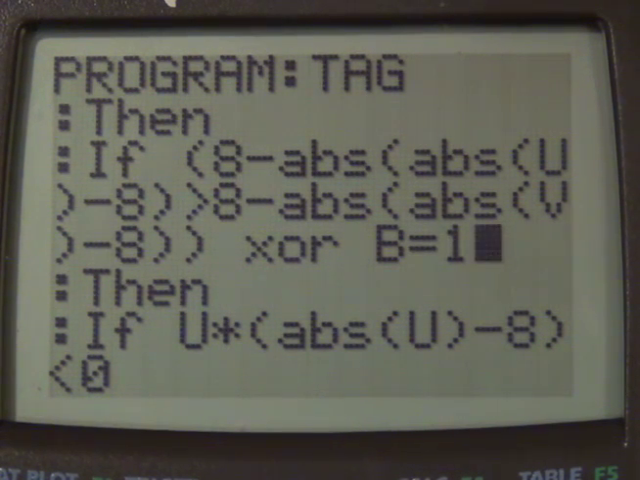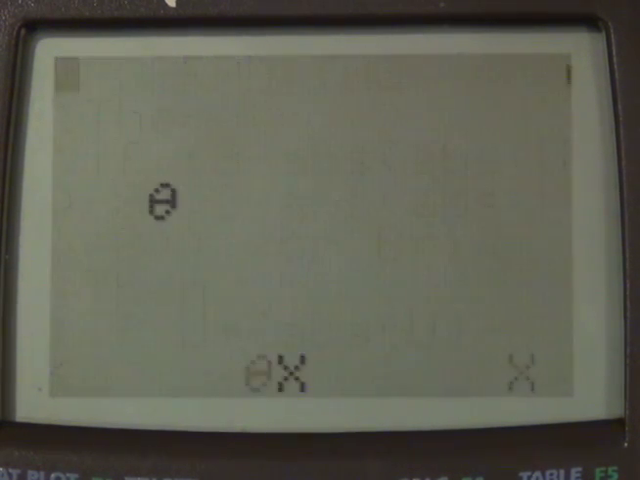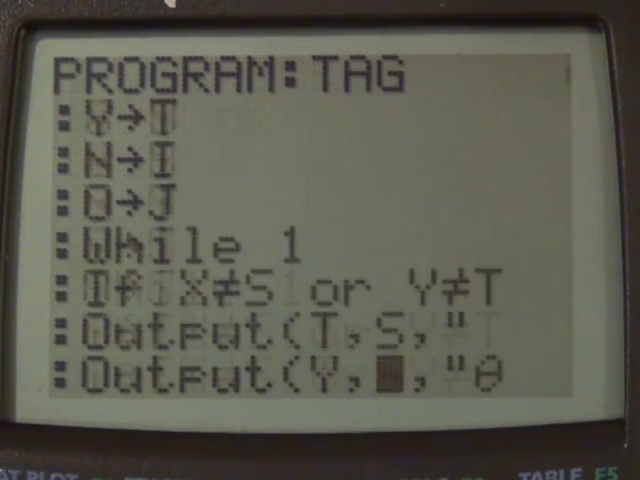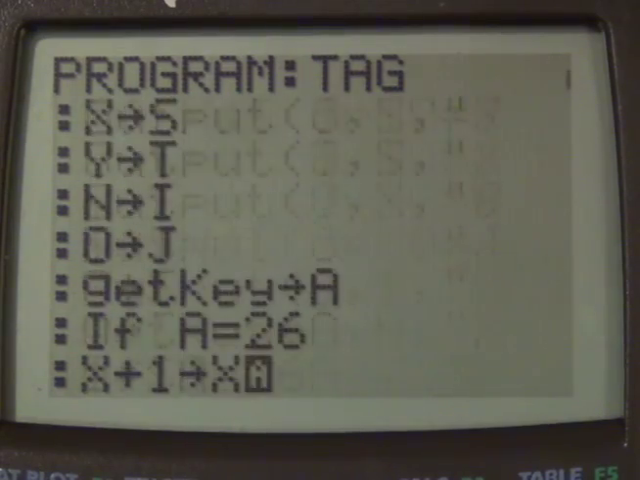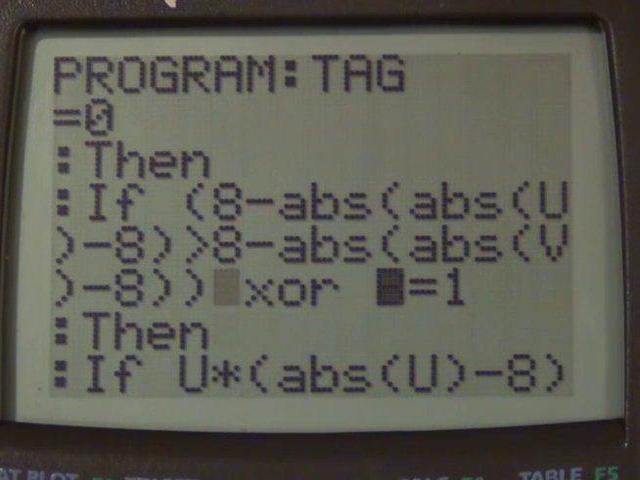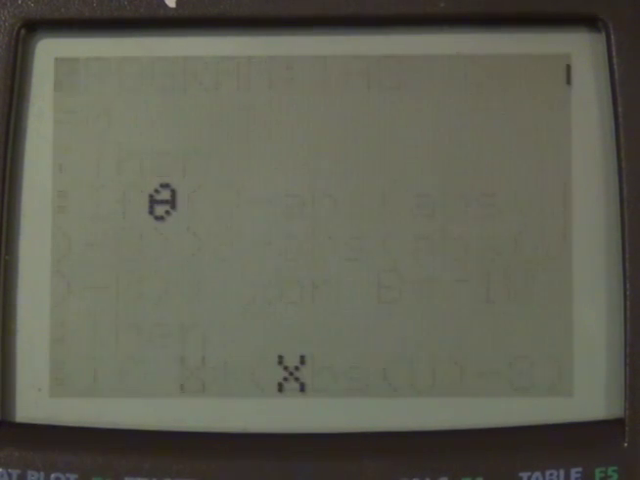Is it 1? I believe it's 1. Maybe it's B equals 0. Or B equals negative. B does not equal 1. We'll just say B equals negative 1.